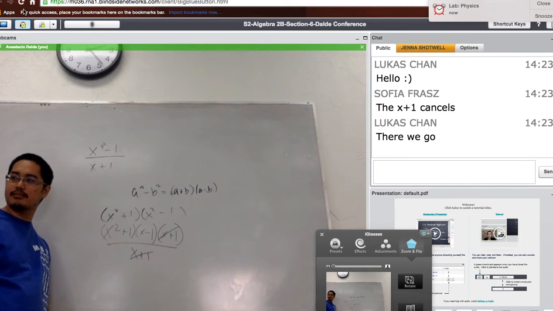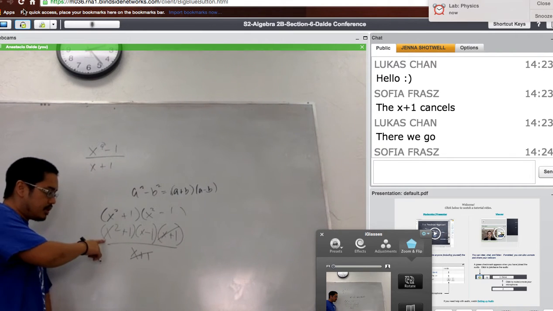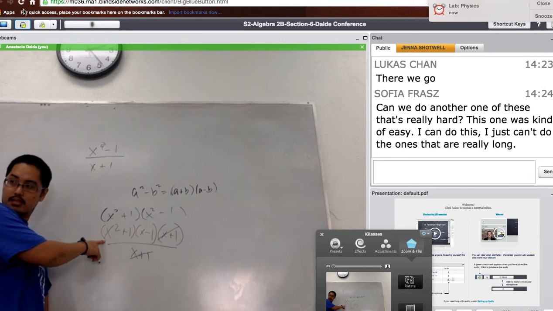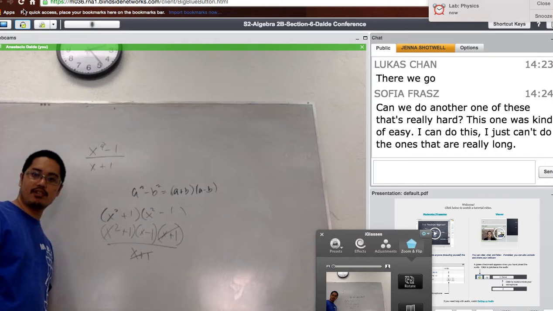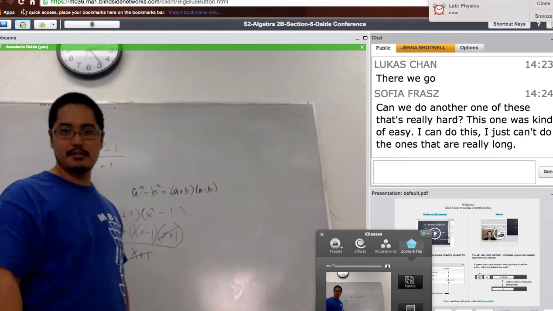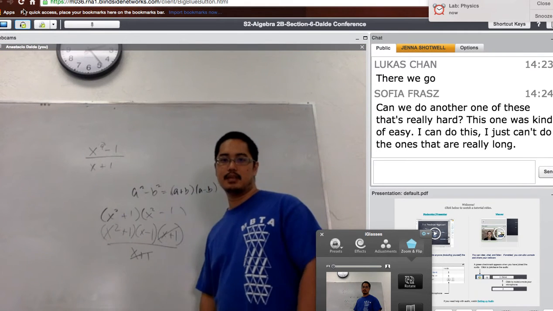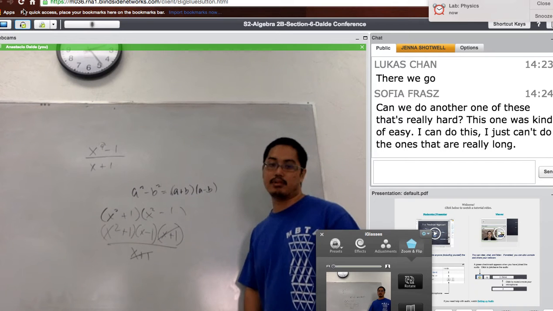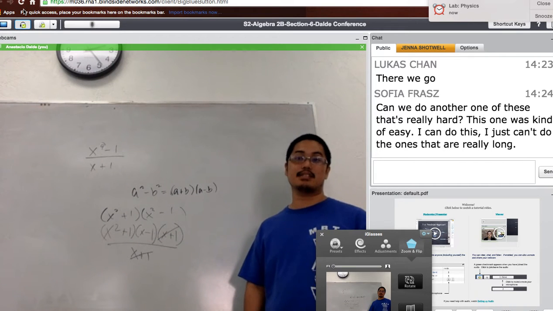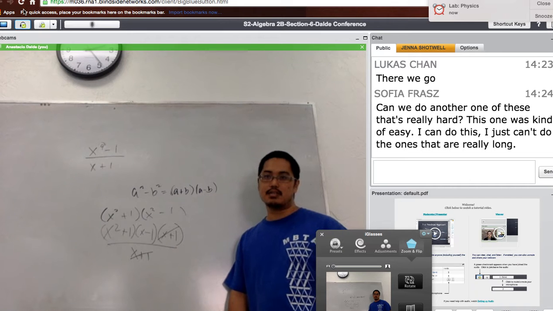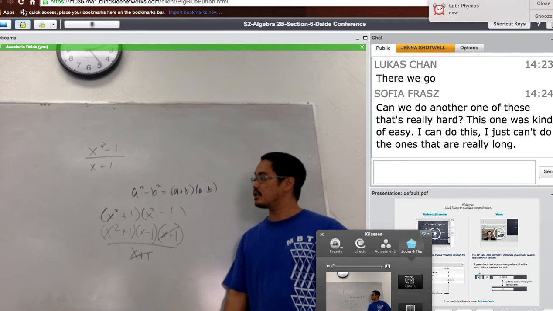Oh, by the way, I got a question, Cameron. Why did you factor this? Because it's not minus a perfect square. Ah, because it's not a perfect square minus another perfect square. It's a perfect square plus a perfect square, and there's no such thing as the sum of squares. There is such a thing as a difference of squares, and that's the formula here.